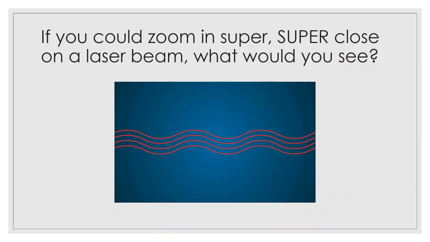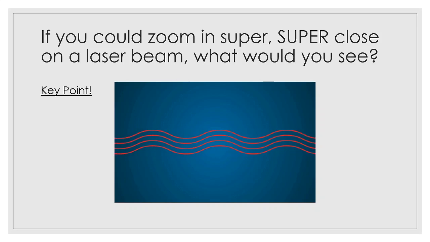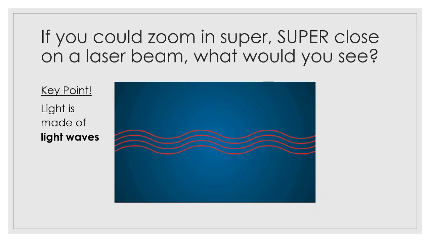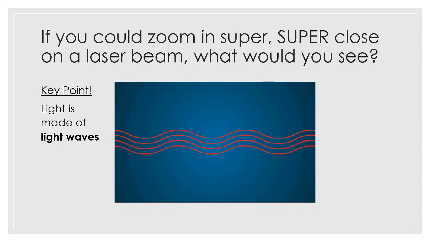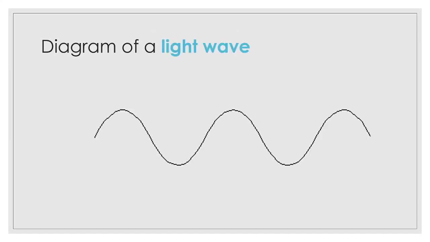This is a big idea we're going to be talking about for the next several days. Light is made of waves. Key point. Light is made of waves. That should make it very clear that that's something that you really need to have written down in your notebook if you haven't already.